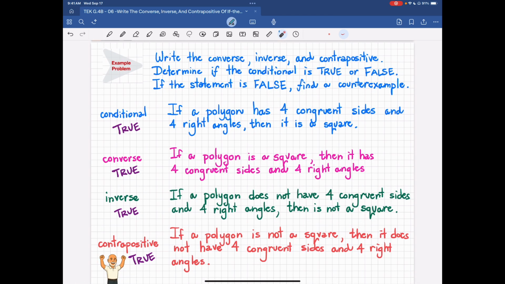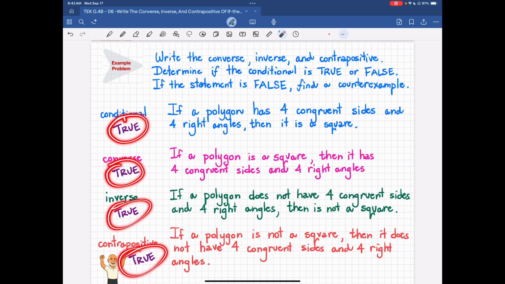Here's the answer to our problem. Notice that I wrote down the conditional, the converse, the inverse, and the contrapositive. The statements written out are right next to them, and I tried to be color specific, okay? Right underneath the name of the conditional statement, I put the truth value. And notice that none of them were false, so we didn't have to come up with a counterexample, which was really nice. It makes it go quick. But please pause the video, check your answers, and when you're finished, press play to continue.